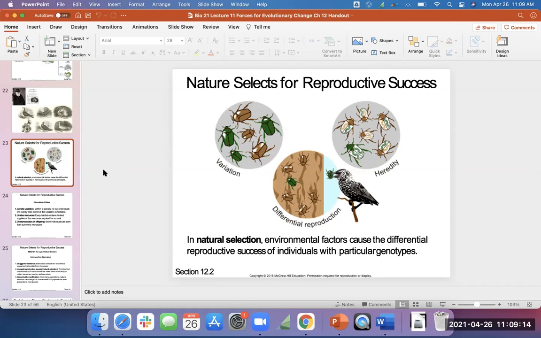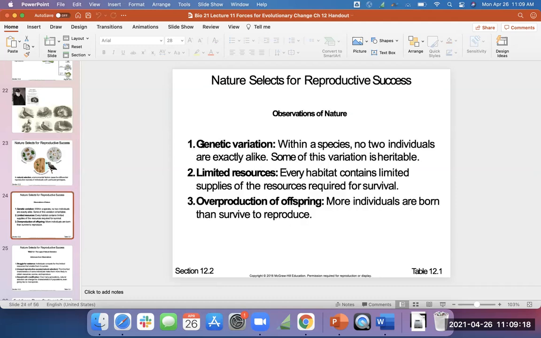That's natural selection. And then some of the observations for that is genetic variation. So we just said that it has to be variation. Limited resources, that's going to create competition. So that's a type of environmental stress. Also, if there's overproduction of offspring, that's also creating competition because more are born than maybe the environment can support.